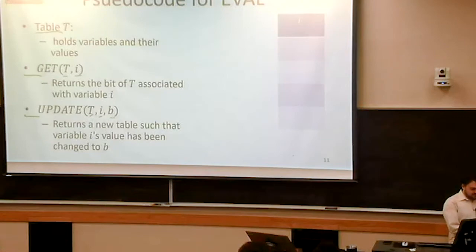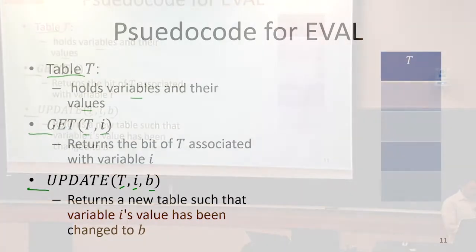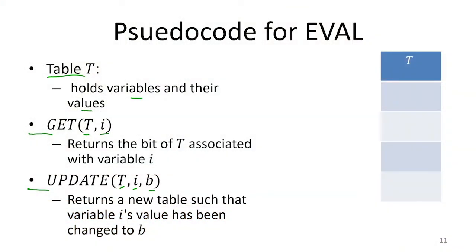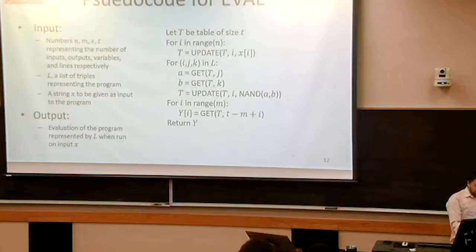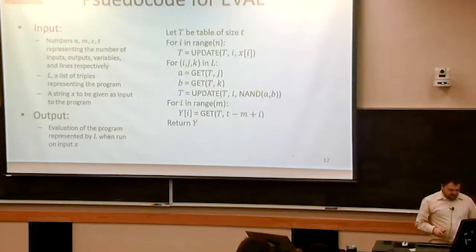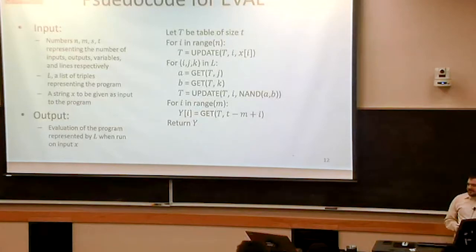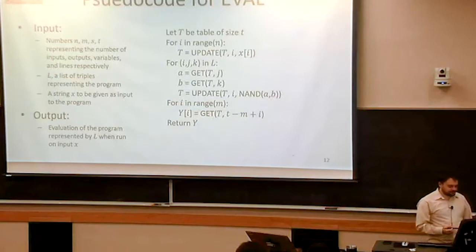So the table holds the variables and their values. Get says, here's the value of variable i in that table. Update says, change the value of variable i to be b in the table. And here's your new table. What we're going to be able to do then is assemble these pieces together in some pseudocode.